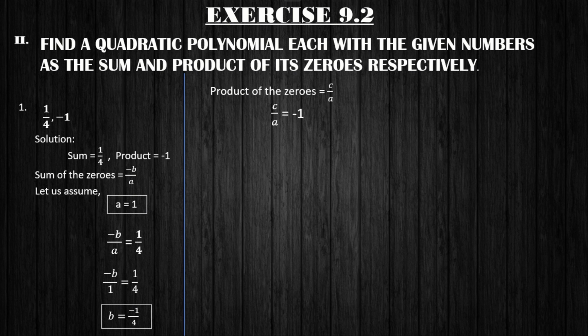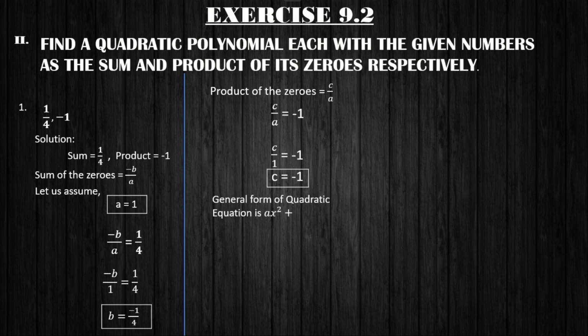Again, we need to substitute the value for A. A is 1, therefore substituting, C by 1 is equal to -1. Now we need to cross multiply. 1 into -1 is -1 itself. So we got the values for A, B and C.